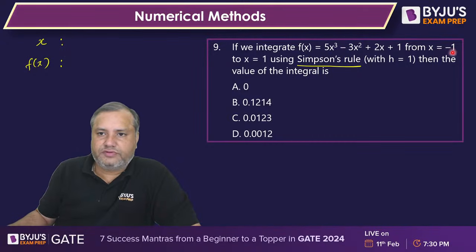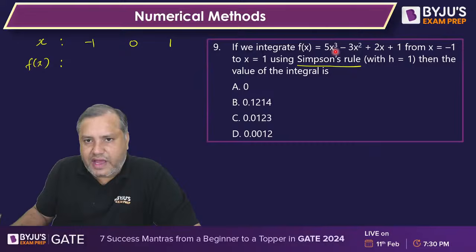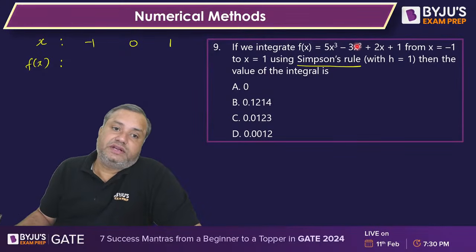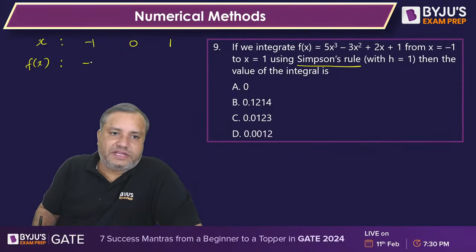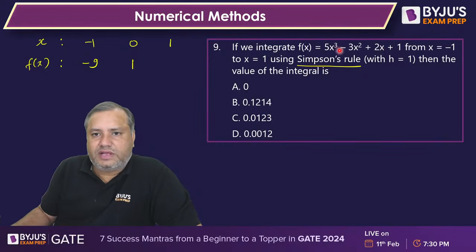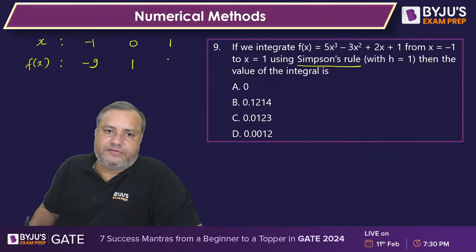X and f of x. So x is starting from -1. The step size is 1. So next step will be 0, and 0 plus 1 will be 1. F of x: in this function, put x equal to -1. So -5, then -3, -8, -8 and -2 will be -10, -10 plus 1 is -9. If I put 0 for x, I will get 1. If I put x equal to 1, then I will be getting 5 minus 3, that is 2. 2 plus 2 is 4, 4 plus 1 is 5.